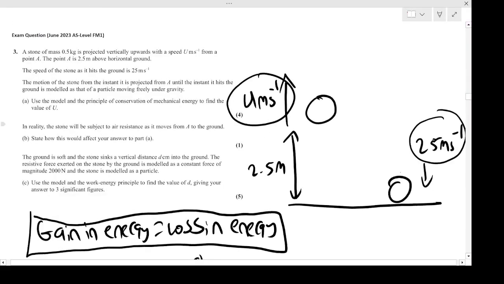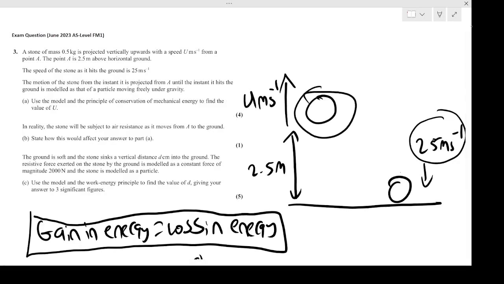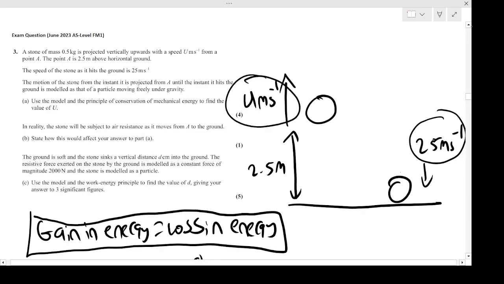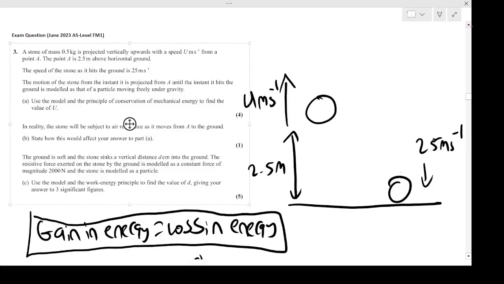We're told that in reality, the stone will be subject to air resistance as it moves from this initial point A to the ground. State how it affects your answer to part A. Bear in mind what I answered was the value of u. What this is saying is if we add air resistance and only change the value of u, the start speed, everything else stays the same. The heights stay the same and the final speed stays the same. The only thing we're changing to accommodate air resistance is the value of u.